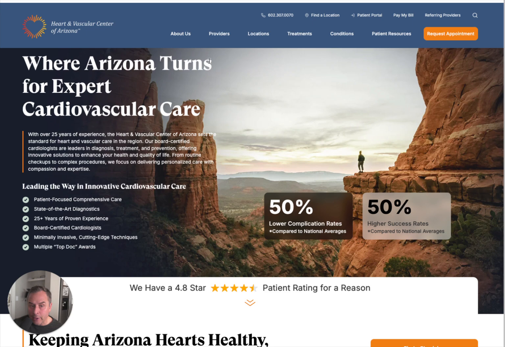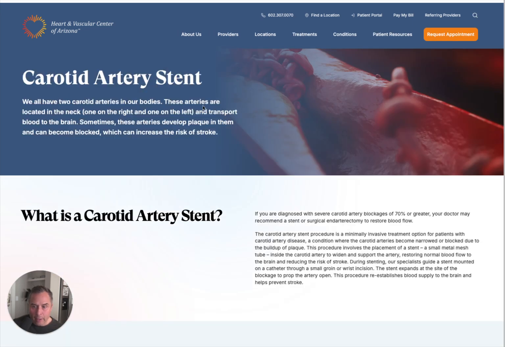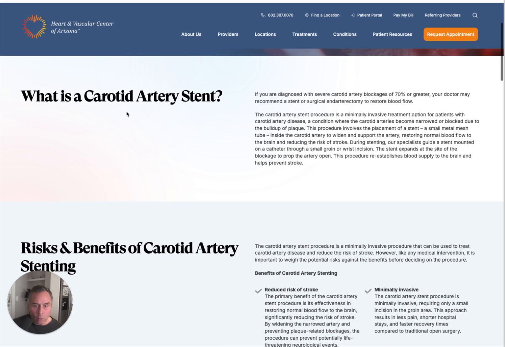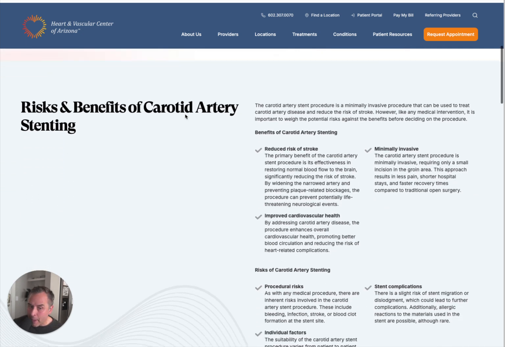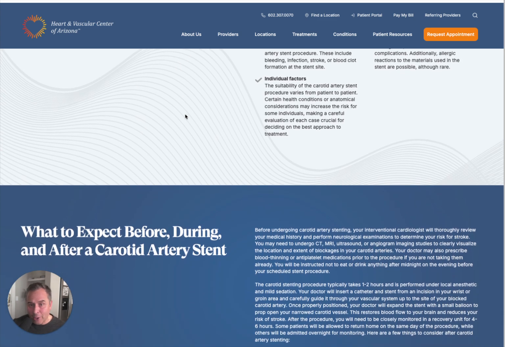This is Heart and Vascular Center of Arizona. And again, we have different treatments here, right? There's a whole bunch of them here. So, if we're talking about stents, they got this section. Let's just take a look at it. What is it? Risks and benefits, a lot of content. And by the way, this is amazing for SEO as well. So you're actually killing two birds with one stone.